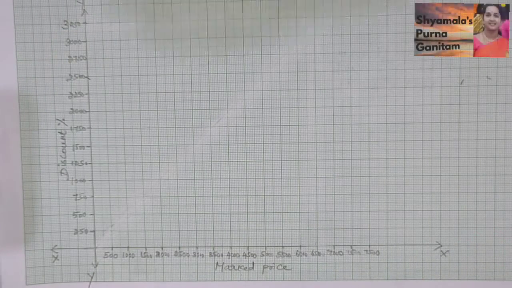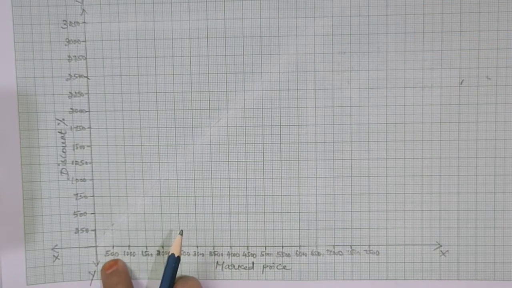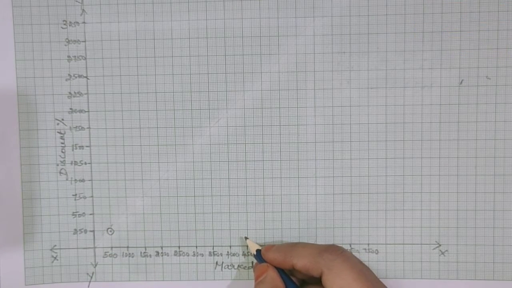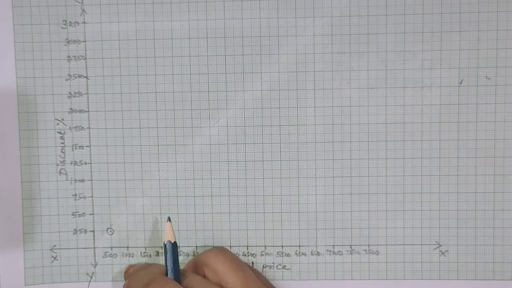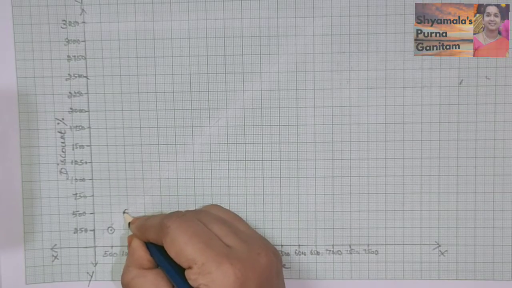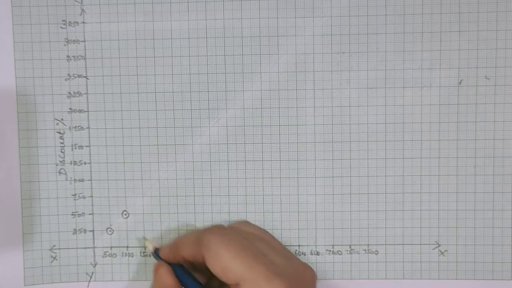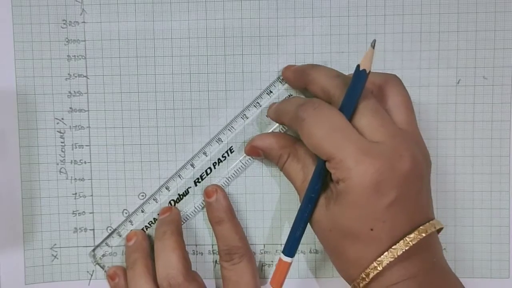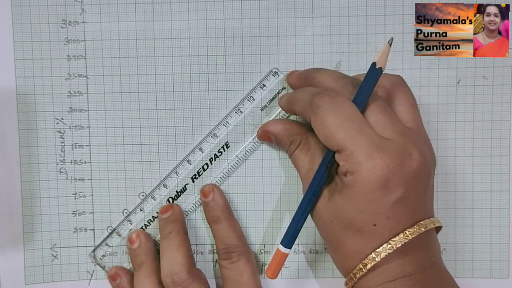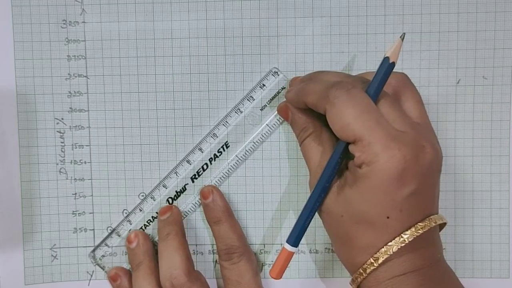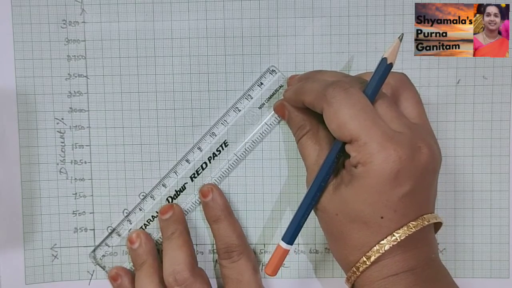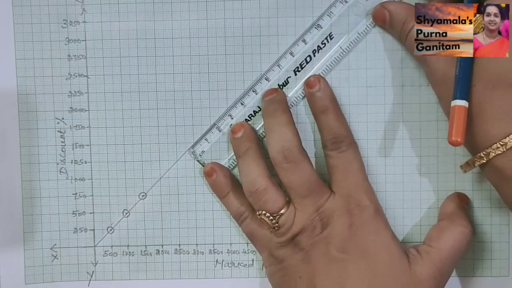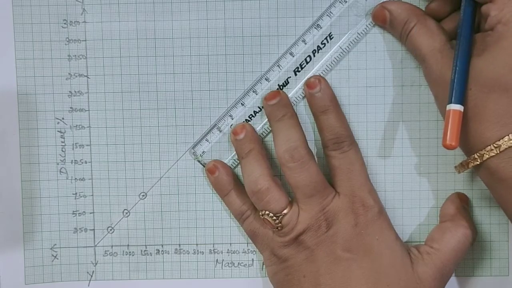The first one to be plotted: if the marked price is 500, then the discount is 250. I will get it here, the common point of the x-axis and y-axis. Then the second one is 1000. I will get it here. Then the third one is 1500 and 750. When I extend this, this is the graph for the relation between the marked price and the discount. So, this is the graph I will get.